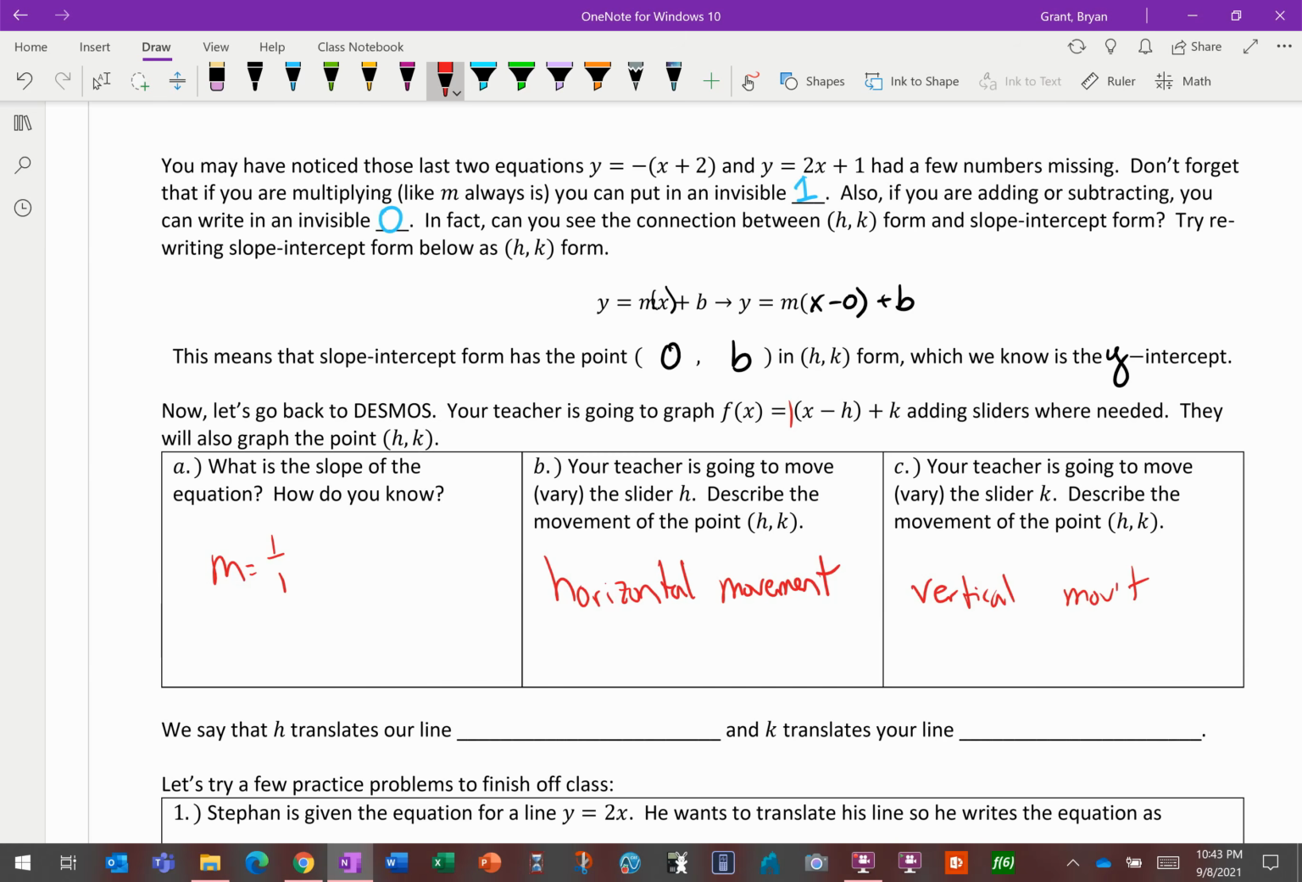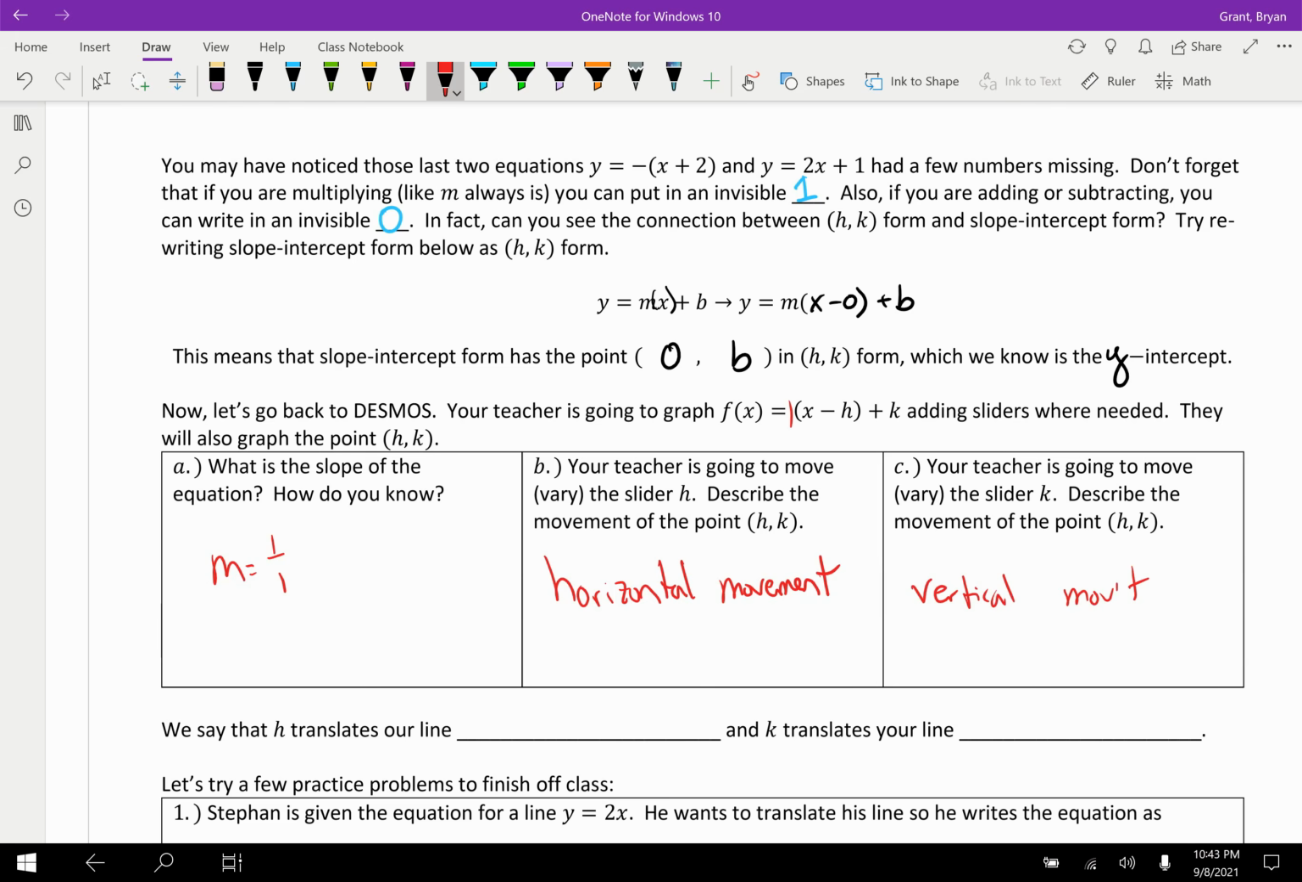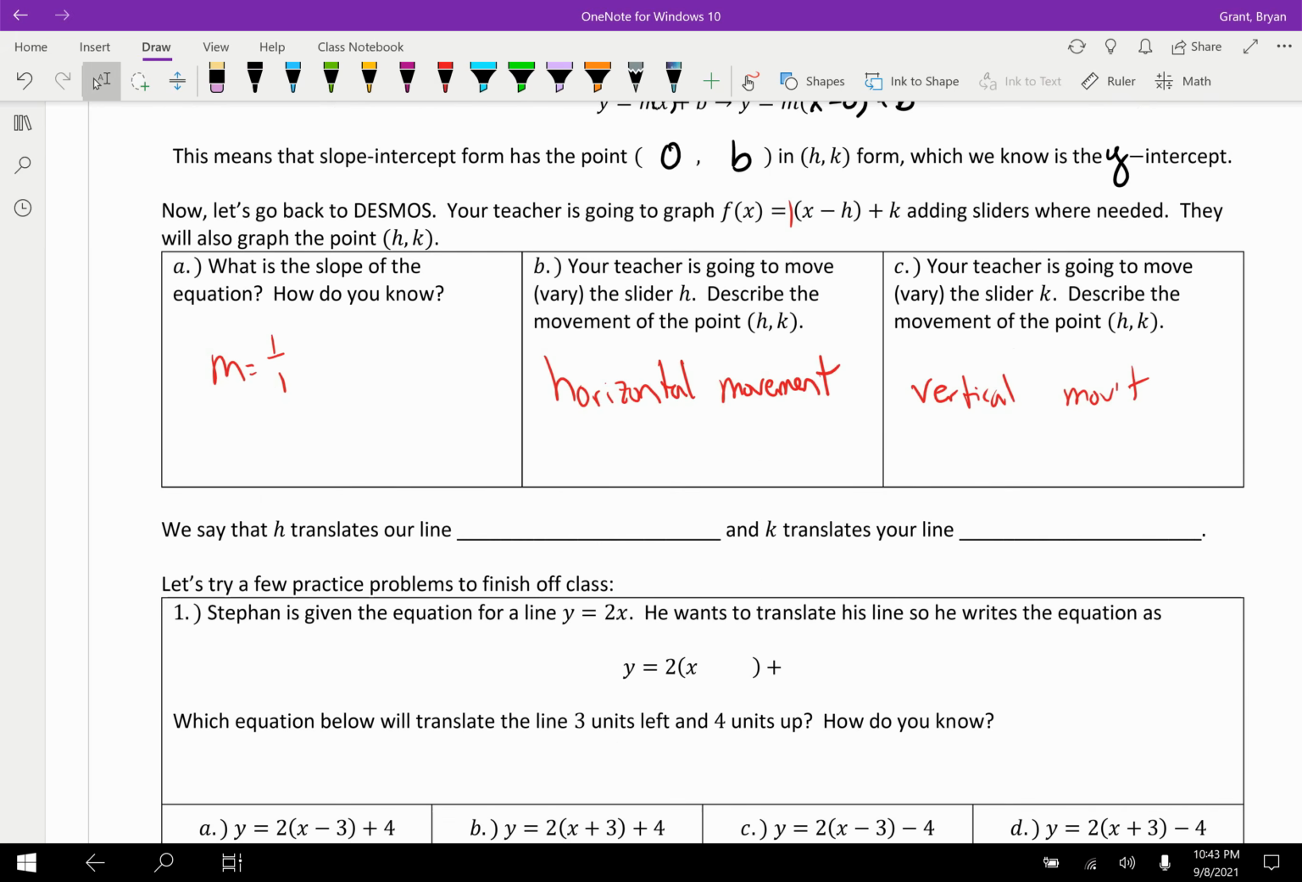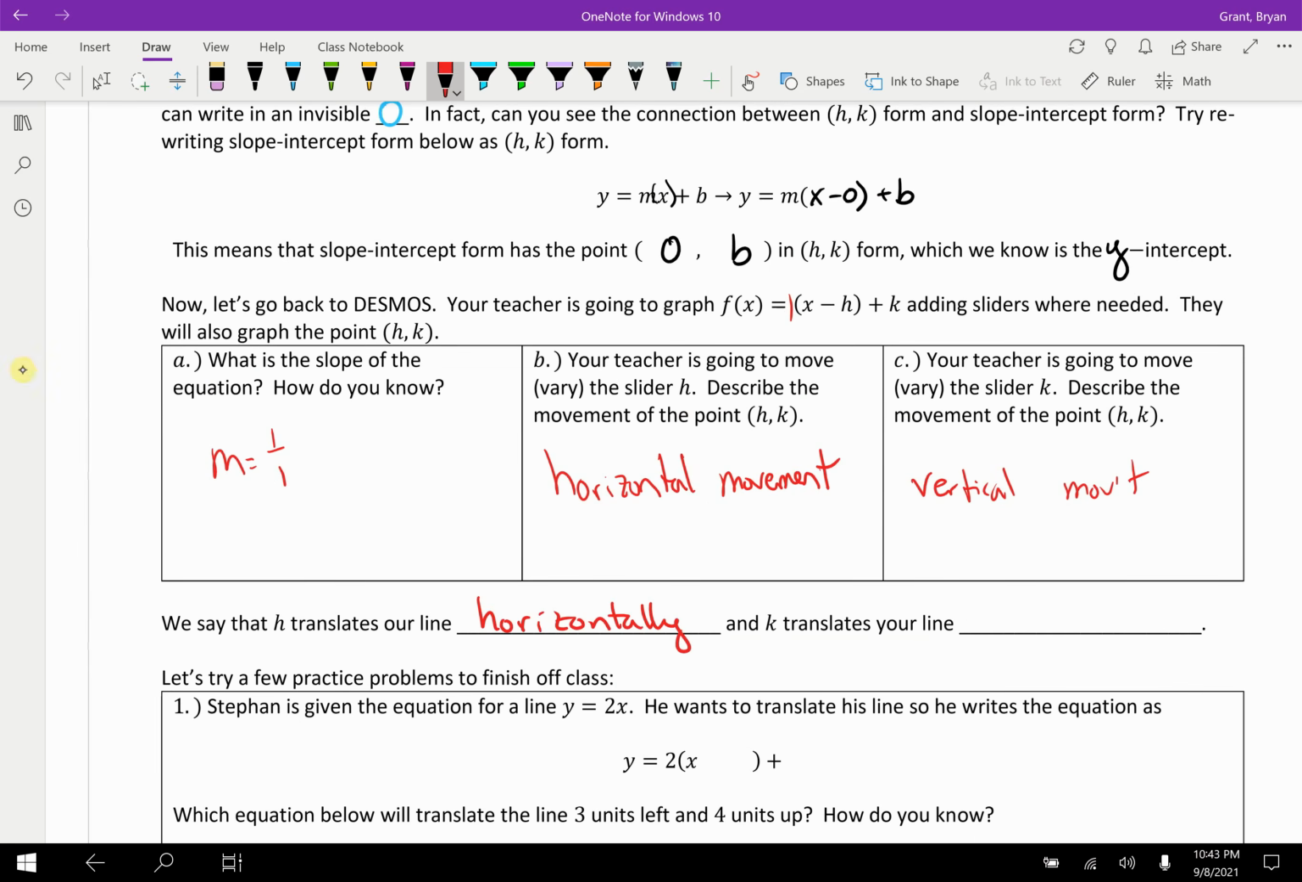All right. So what do we say then? We say that h translates, or moves or shifts, our line horizontally. And that actually makes a lot of sense with the variable, right? If you're thinking about HK form, I like to think that the letter h stands for horizontal. It moves our graph side to side. K translates our graph vertically. You might notice that vertically does not have a k in it. So I make your English teachers cringe and I spell it differently. I say it moves your graph vertically, and instead of the c, I change it to a k. Don't tell your English teachers.